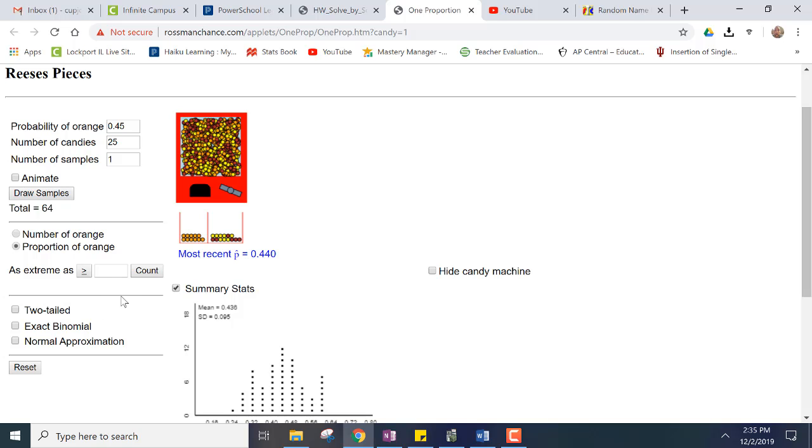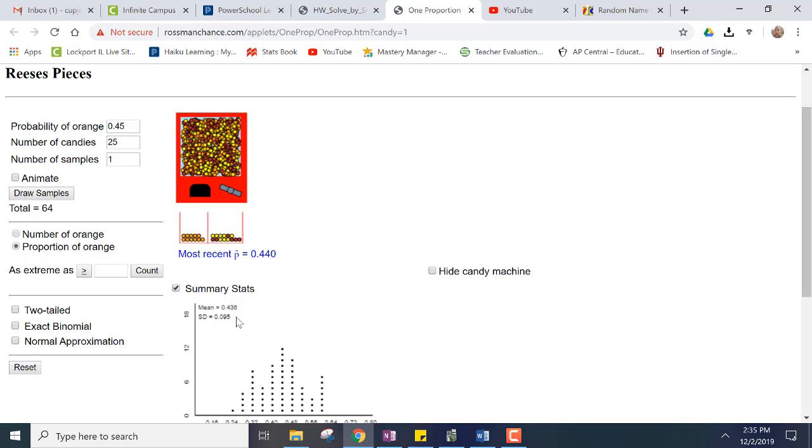Not quite there yet. And this is kind of looking normal now. If we did the normal over top of it, it fits somewhat well. It's a little less spread out than the normal approximation. But we have a mean of 0.436, standard deviation of 0.095.